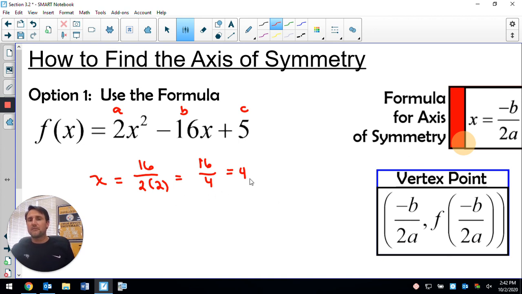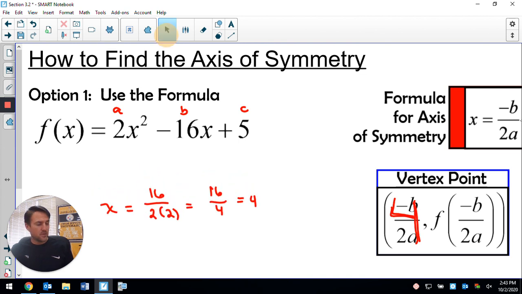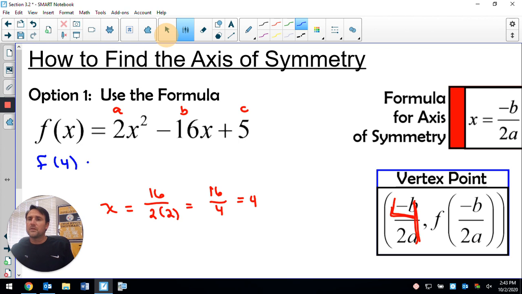Now remember that 4 represents the first number in our vertex point. And if I'm trying to find the actual vertex point, all I need is the y-coordinate. And to find that, all we have to do is plug in our 4 into our function, right? So we know that when x is 4, I will have a line that passes through the vertex. So let's go ahead and calculate the corresponding y value.